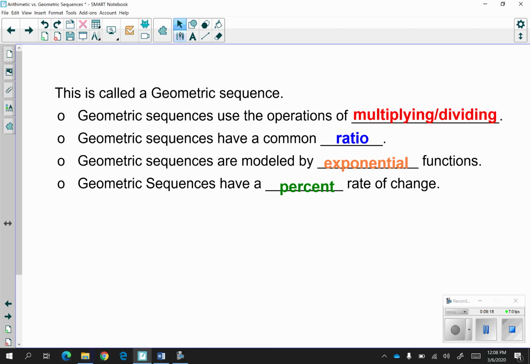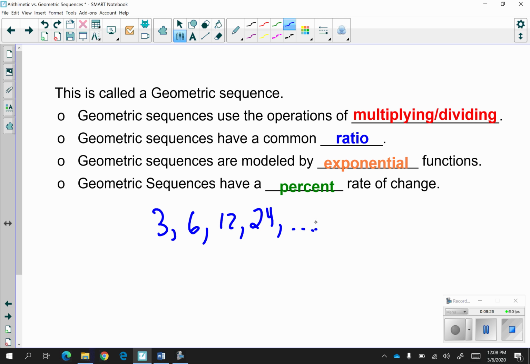If we go back to this sequence, 3, 6, 12, 24, and so on, the reason it's called a common ratio is that if you divide 6 by 3, that ratio is 2. 12 divided by 6, that ratio is 2. 24 divided by 12, that ratio is always 2.